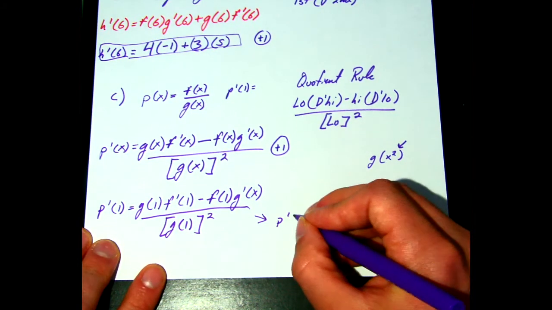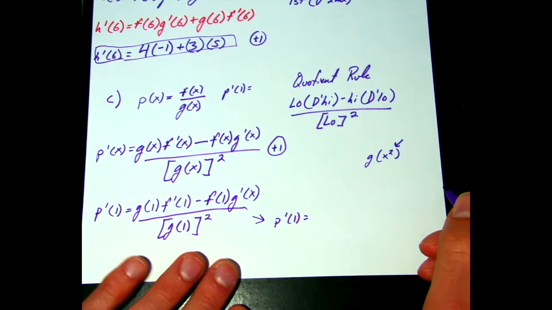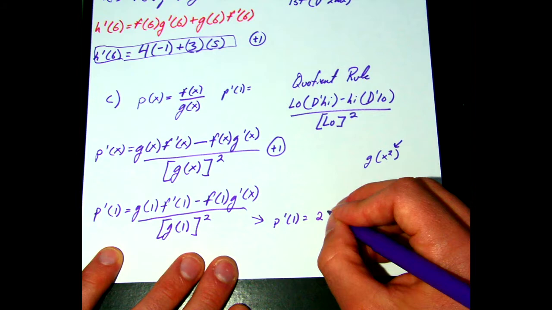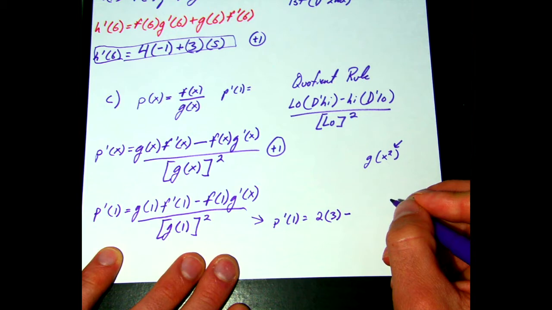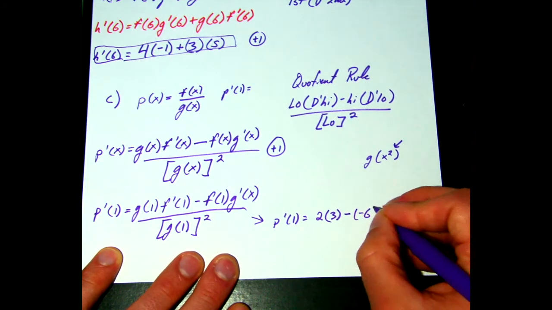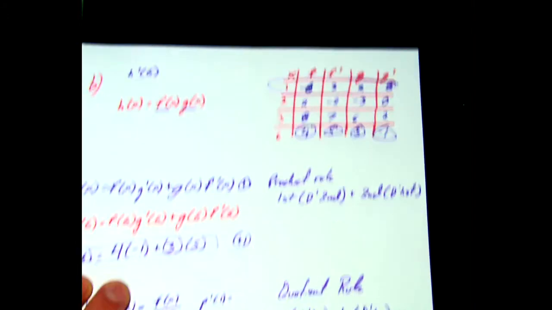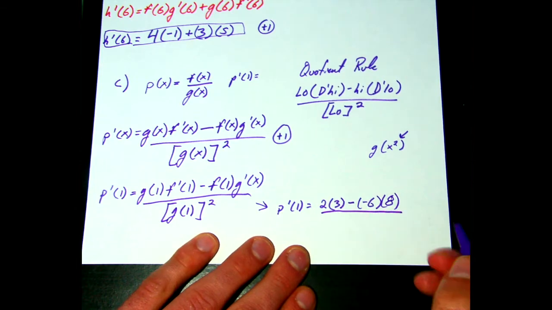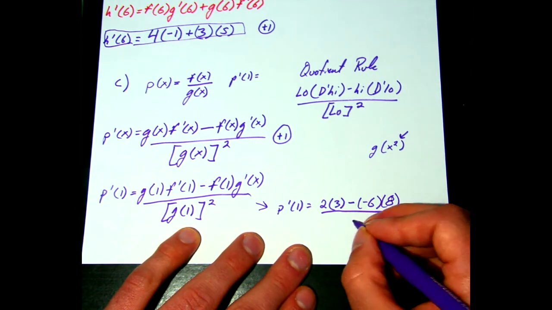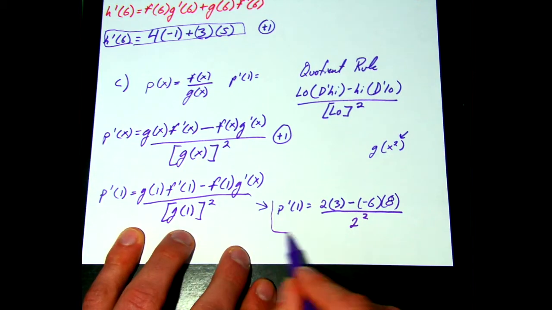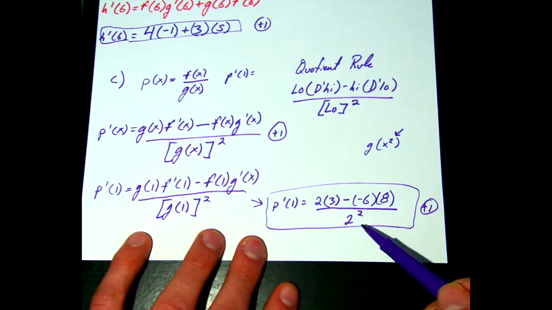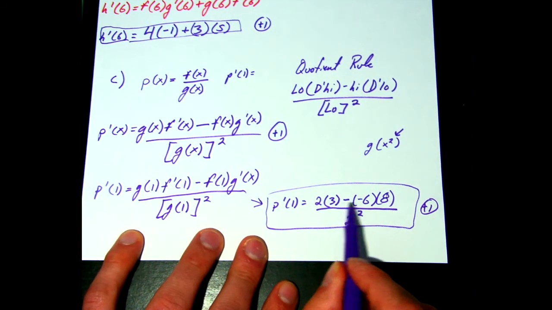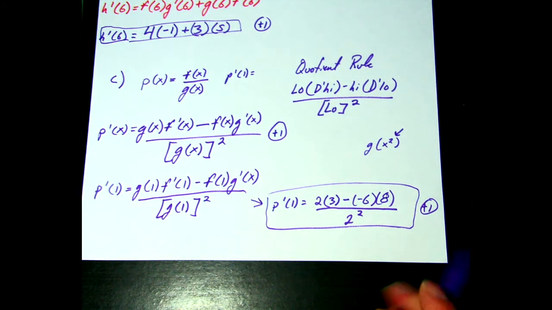So p prime of 1 is equal to g of 1, it would be 2 times 3 minus f of 1 would be -6 times 8. Again, I'm just getting the numbers from up here. All over g of 1 is 2, so 2 squared. And again, team, once you get here, leave it, because you get a point. If you make a mistake, like you forget to square 2 or you forget to turn this into a plus, you would then lose the point. Just stop here.